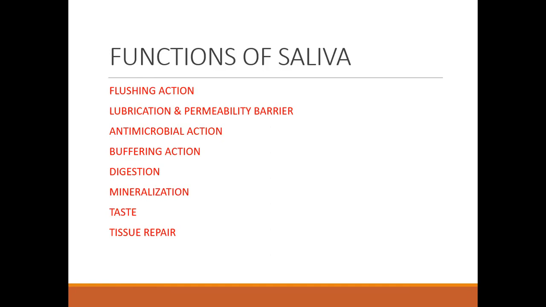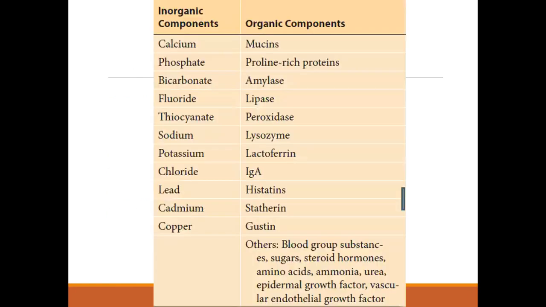Then antimicrobial action, this you have seen. You can see from this slide: peroxidase, lysozyme, lactoferrin, IgA, statins. These are all antimicrobial substances. They'll kill the bacteria and fungus. In addition, we have got thiocyanate and ammonia and urea also. This ammonia and urea also has got buffering properties. They can also neutralize the acids.